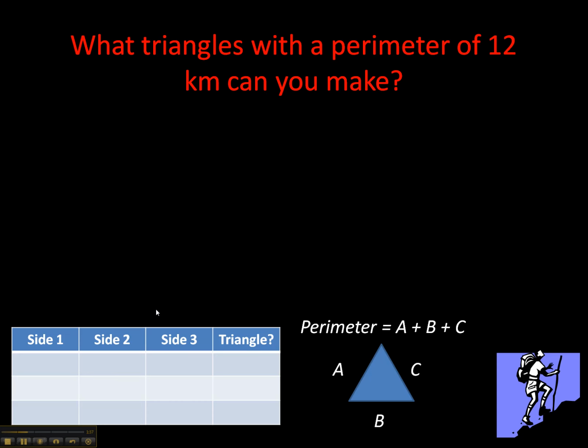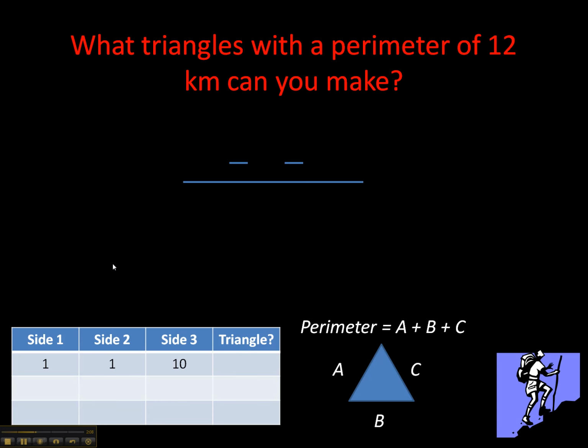Now, you are going to be doing this in class, but I'm going to get you started in this lesson because I want you to be able to understand what we're doing in a very short amount of time. Keeping in mind that the perimeter has three values that have to be added, and keeping in mind that not all sizes will be able to make a triangle, how many different triangles can you make with 12 kilometers?